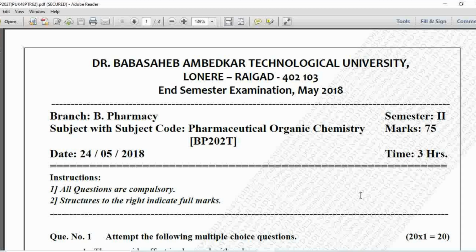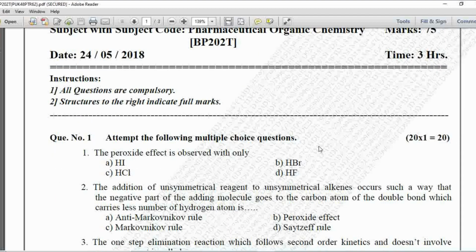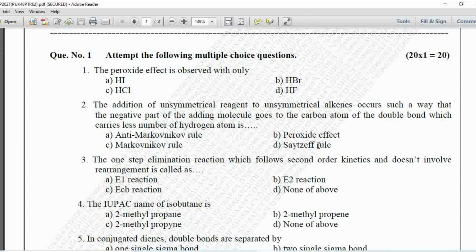Today we are going to discuss the MCQs of Pharmaceutical Organic Chemistry 1, that is BP202T. This is the end semester exam question paper of DBATU, and the exam is Summer Examination 2018. For this exam, this POC paper is given and we are going to discuss the MCQs from this university question paper. So let's start with the discussion.